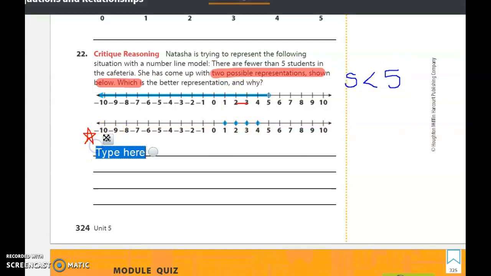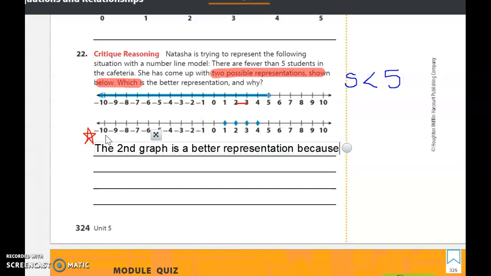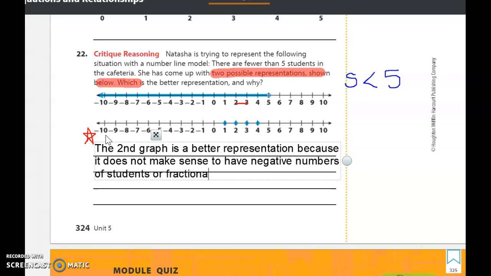So to write a good answer for this one, I'm going to say the second graph is a better representation because it does not make sense to have negative numbers of students or fractional parts of students.